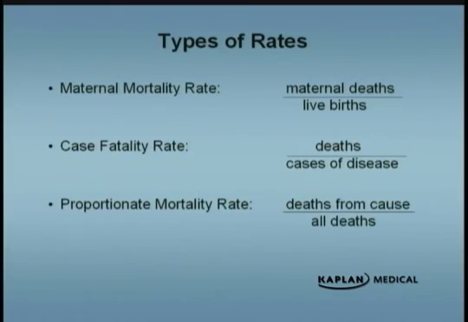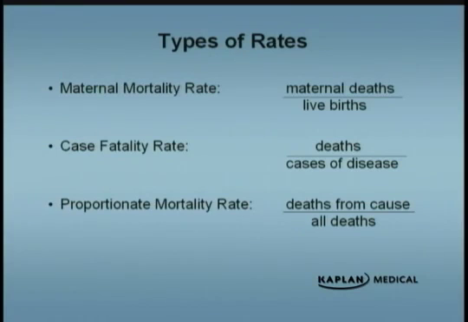Most important for you, though, out of all these rates we've talked about, are the last two, case fatality rate and proportionate mortality rate. Case fatality rate is simply deaths divided by people that have a disease. It's death given disease. Think about all the people in the world, or frankly in the U.S. that have a particular disease, what proportion of them die within a given year. That would be a case fatality rate.